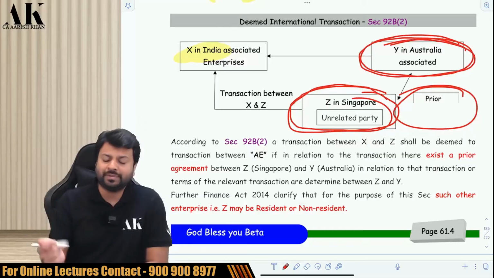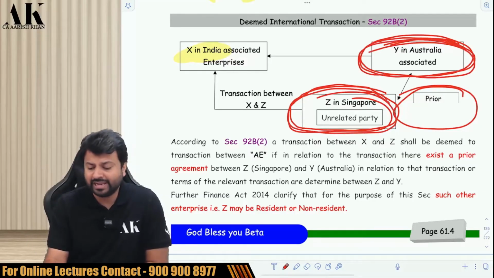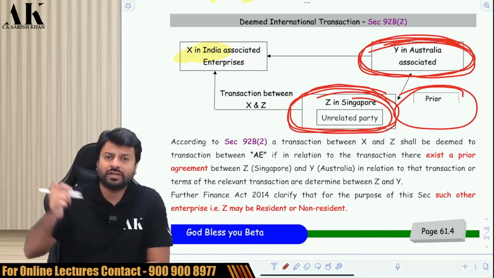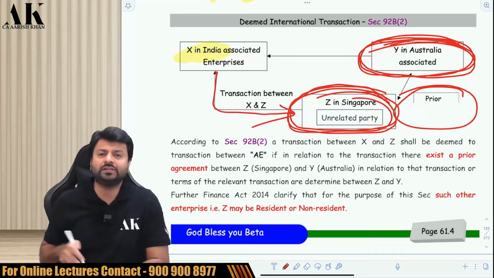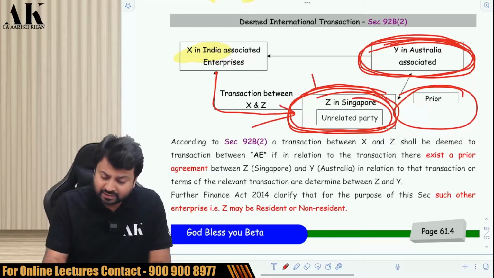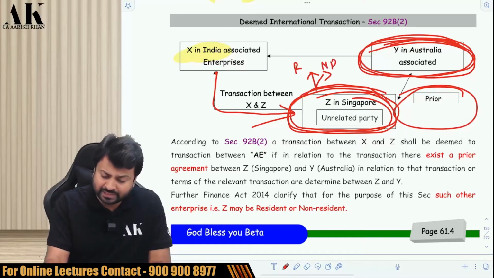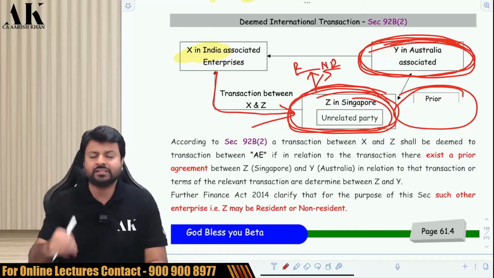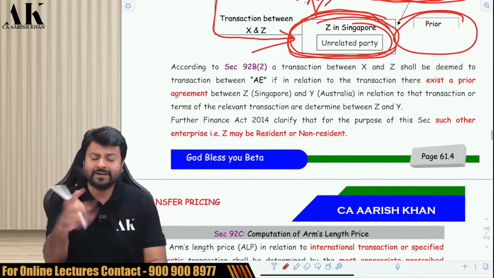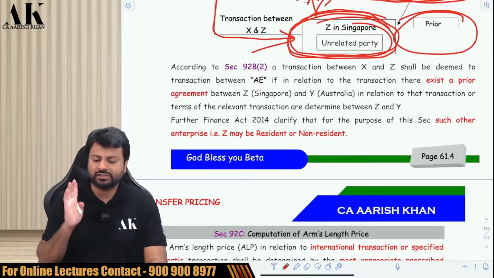With your associate enterprise. So if you do a transaction with a third party and the third party already has an agreement with your associate enterprise, then the transaction between you and this third party is deemed to be an international transaction. In that case, this third party can be anyone. Even if this third party is a resident, it is still deemed to be an international transaction. And if this third party is non-resident, then also it is deemed to be an international transaction. The residential status of the third party does not matter over here. Irrespective of the residential status of the third party, it will be deemed to be an international transaction. Check it please.